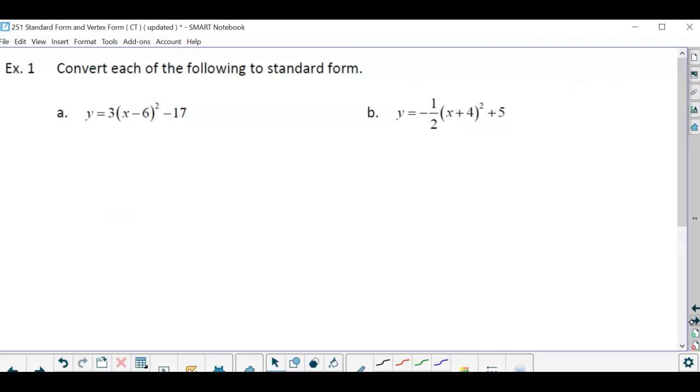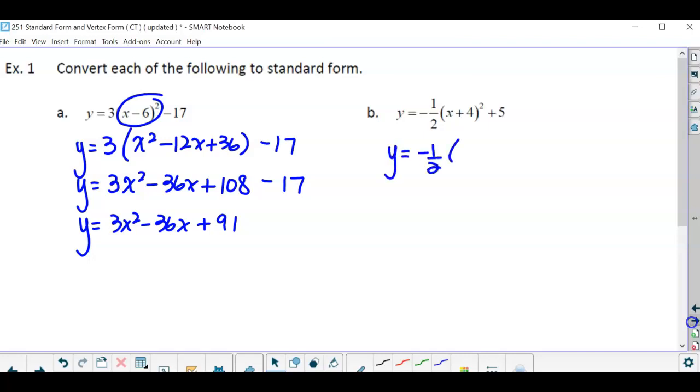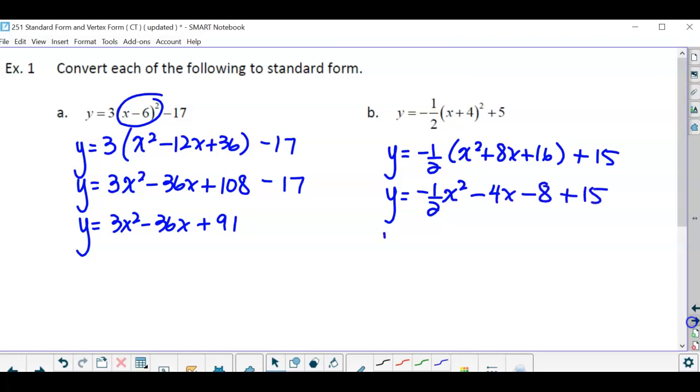All right, so convert to standard form. Order of operations says we have to do our squaring first. Then multiply through by 3. And then collect like terms. So that's 91. Okay. Next one, again, square the binomial, so x squared plus 8x plus 16. Multiply through by negative 1/2. And then collect like terms.